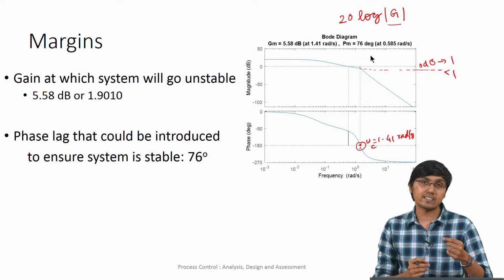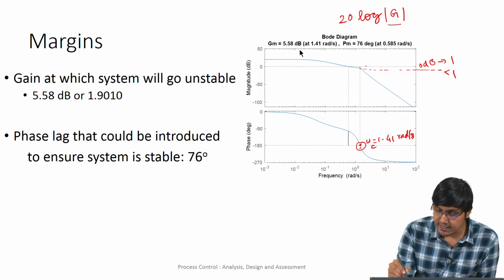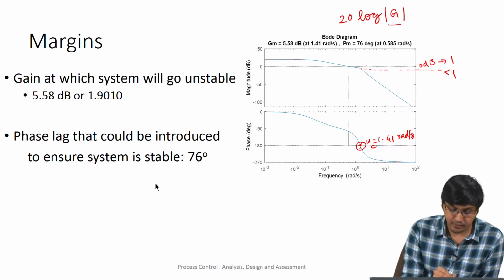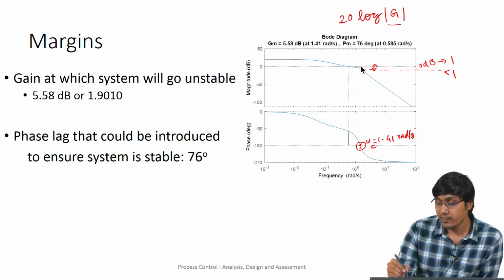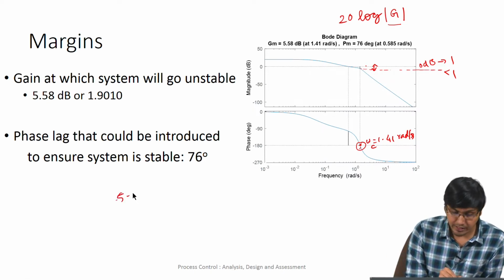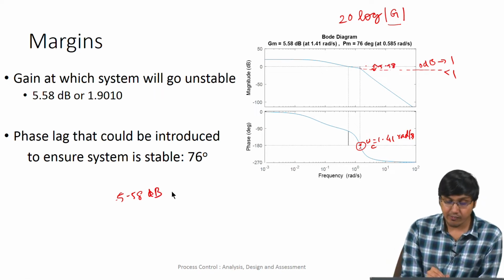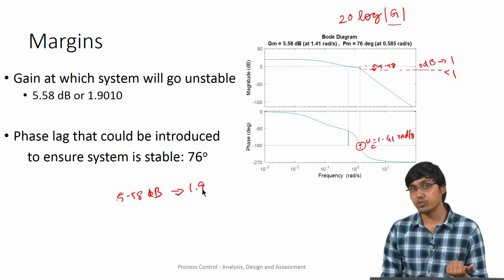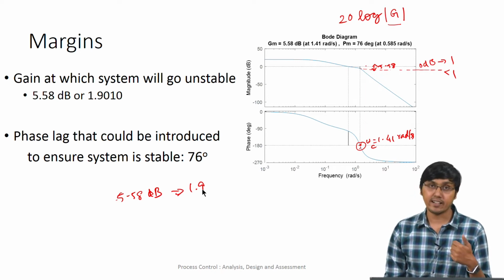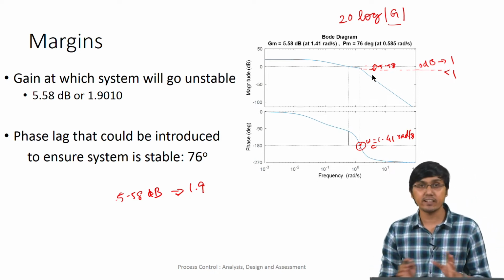So if I just multiply the system with, for example, let us take here. In this case the gain margin is, we say, the difference between this particular value, the gain at omega c, and 0 dB, which is nothing but 5.58 dB. This particular value 5.58 is nothing but 1.9. Remember, for the same system we analyzed the root locus, and we found that the ultimate gain was 1.9. That is the same thing here. For the same system, all the methods will give the same values.